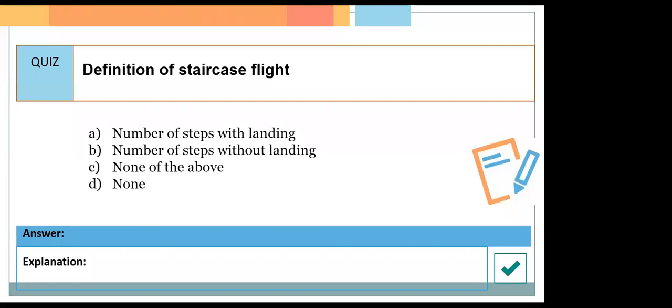How do you define a staircase flight? Number of steps in one flight. It's from landing to landing. Yes. So it's a number of steps without a landing.